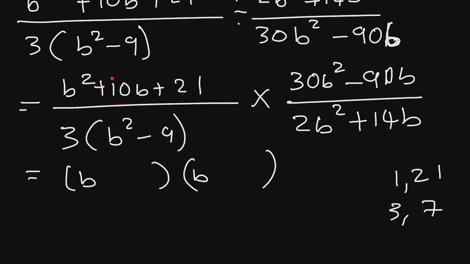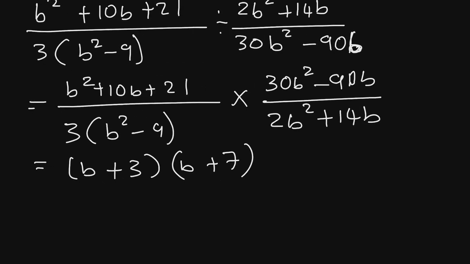So we can clearly see that 3 and 7 will give us what? 10. So we are just going to have 3 and 7. And then the sign of the last term is positive. Therefore, our signs are going to be the same. And then we take the sign of the middle term, which is positive. So that is how we factorize what we had at the top.